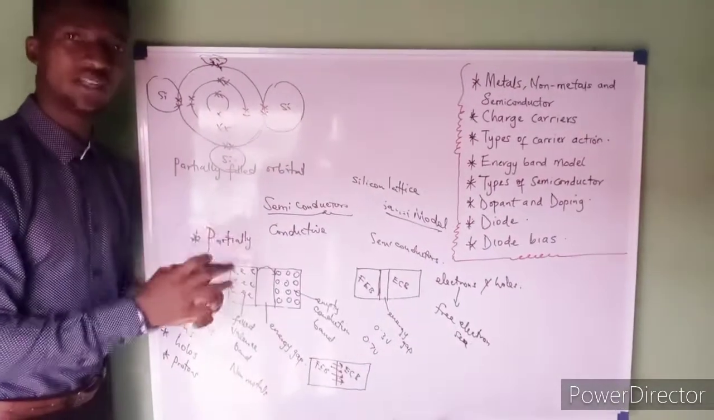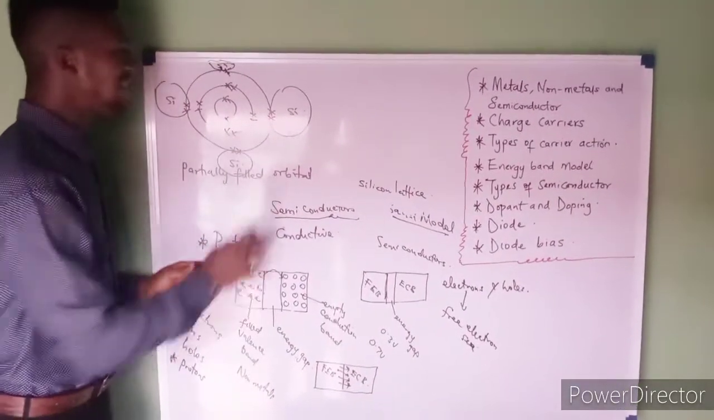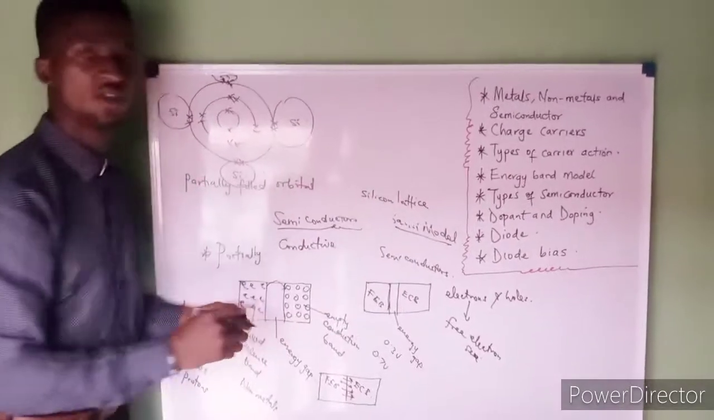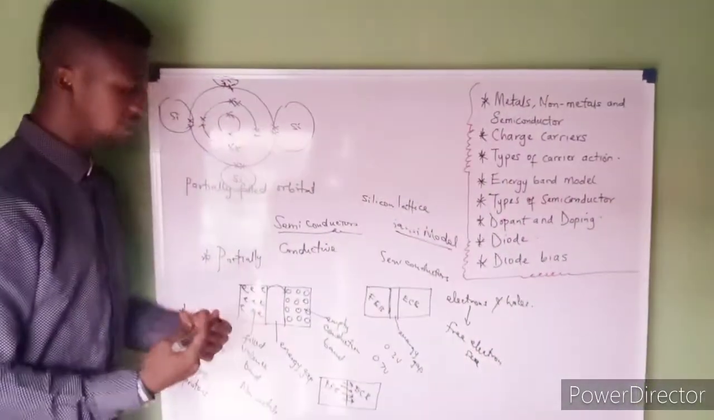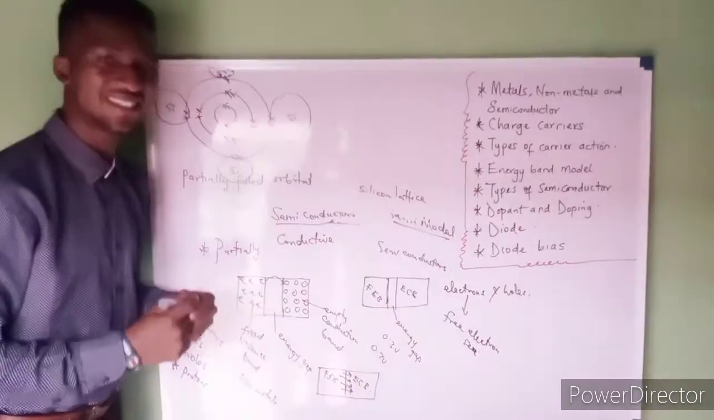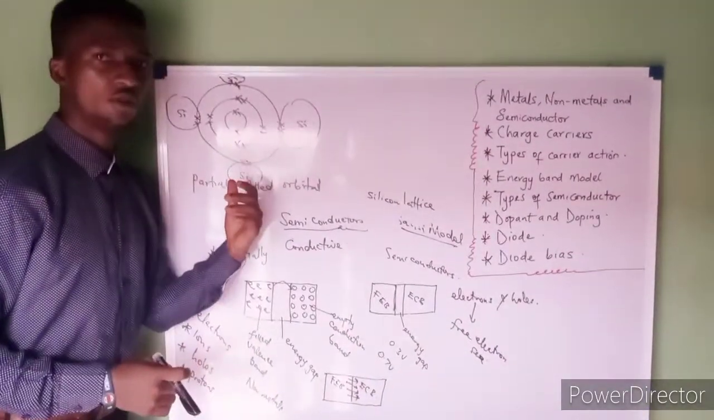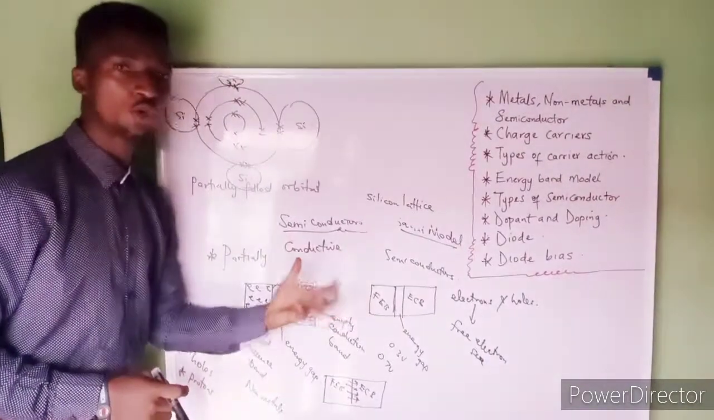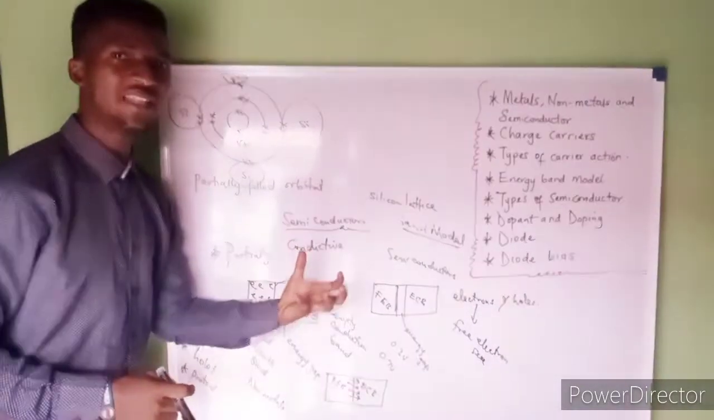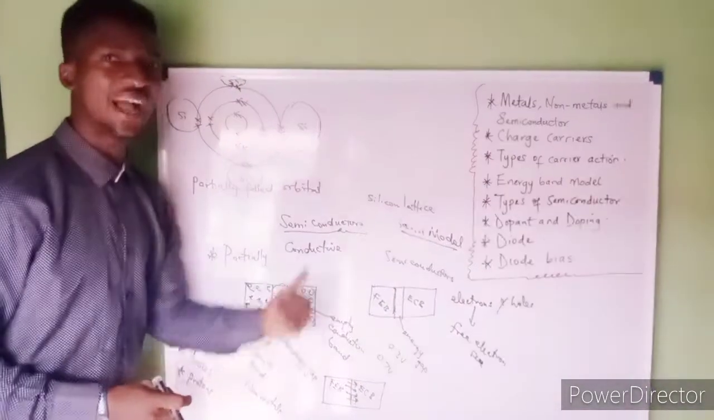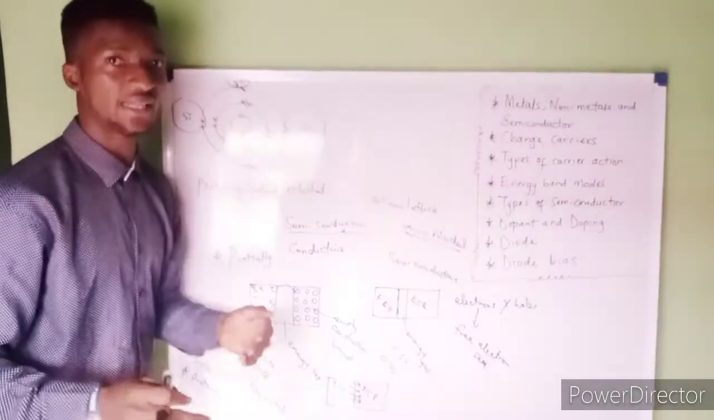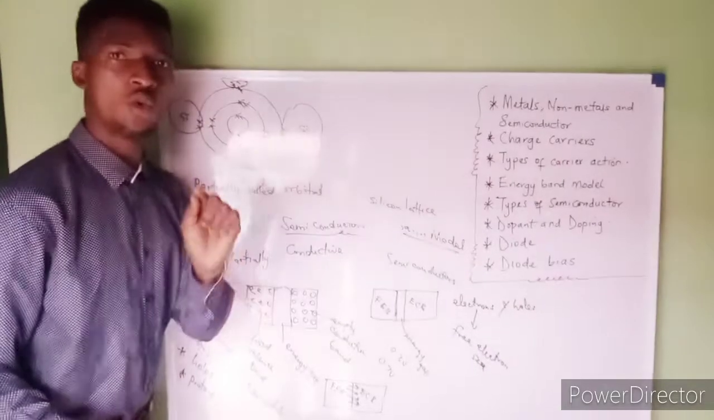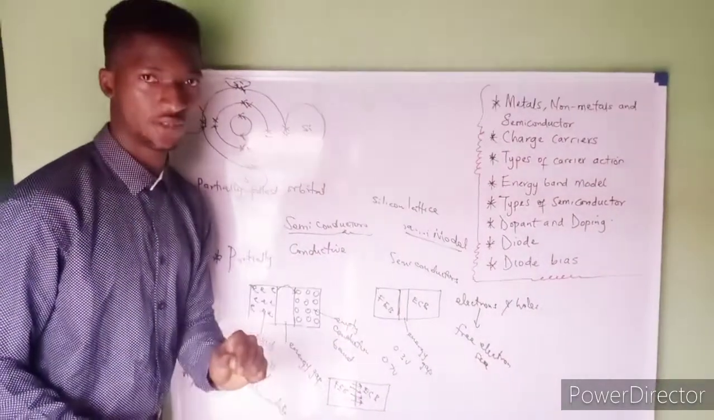When we have a completely filled orbital, this silicon lattice would be non-conductive. So in a nutshell, I can say that semiconductors, when they are covalently bonded together, are non-conductive. But we've said earlier that they are partially conductive. What makes them partially conductive?